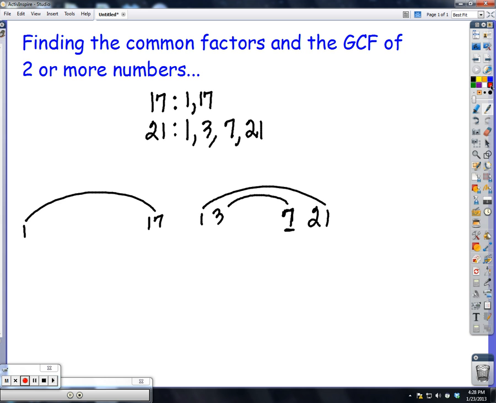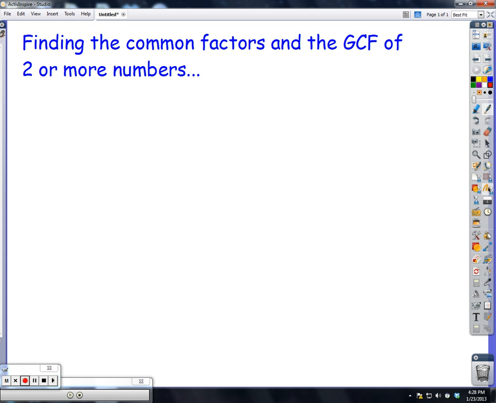Now let's circle all of the common factors. Well, they both have a 1 in common, and actually that is the only factor that they both have in common. So 1 is the only common factor. Therefore, in this case, the greatest common factor, or the biggest common factor, is a 1. That will happen sometimes. Now, I want to focus just on the greatest common factor.